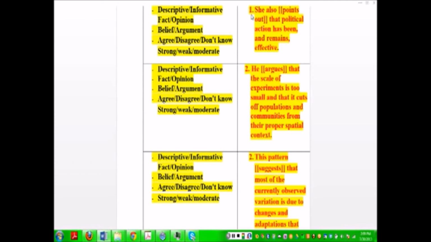Now, it's not totally clear whether the writer agrees that the scale is too small. So here you would have to say don't know. And again, it's not so strong and it's not weak, it's moderate. So argue is often used when you have a kind of moderate opinion that you neither want to express that you agree or disagree with.